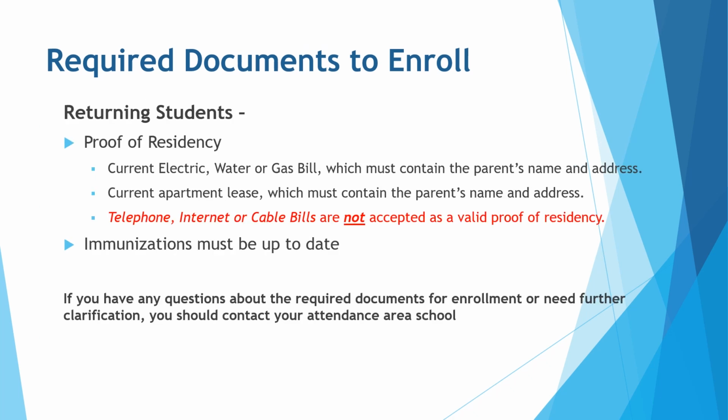For returning students, the required documents to complete enrollment are the proof of residency, which is a current electric, water, or gas bill which must contain the parent's name and address, or current apartment lease, which must contain the parent's name and address. Telephone, internet, or cable bills are not accepted as valid proof of residency. Immunizations must be up to date. If you have any questions about the required documents for enrollment or need further clarification, you should contact your attendance area school. Your school will be able to answer any questions related to these documents.